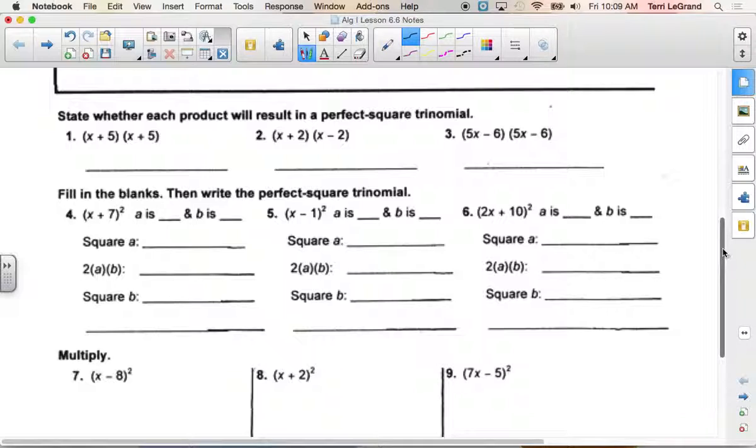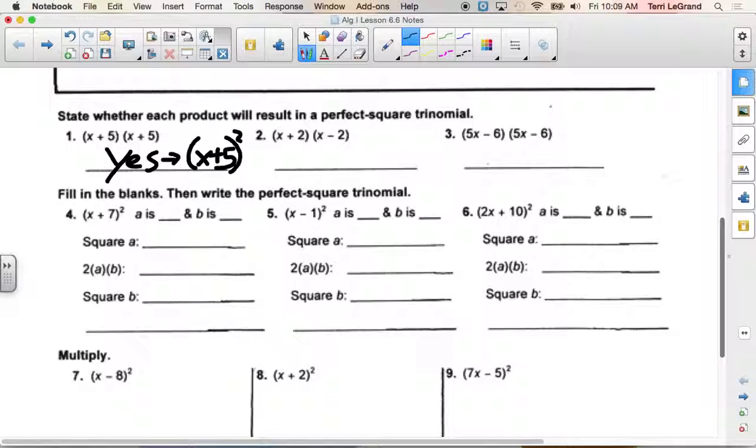State whether each product will result in a perfect square trinomial. So if we took x plus 5 times x plus 5, not one of ours up here, would it result in a perfect square trinomial? Yes. We're taking a binomial times itself. This is really x plus 5 squared, isn't it? That's really what it is, a binomial times itself, a binomial squared.